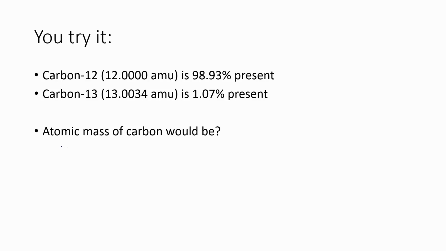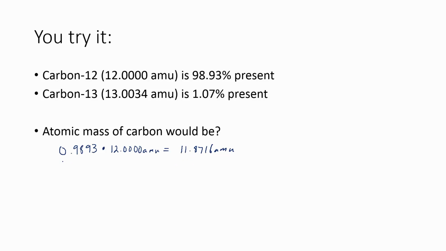Okay, so what you should have done is take 0.9893, that's the 98.93%. We'll multiply this times the weight of carbon-12, which is actually defined as 12.0000 atomic mass units. And when we do that, we get, let's pull out the calculator, 0.9893 times 12. We get 11.8716 atomic mass units towards the weighted average.